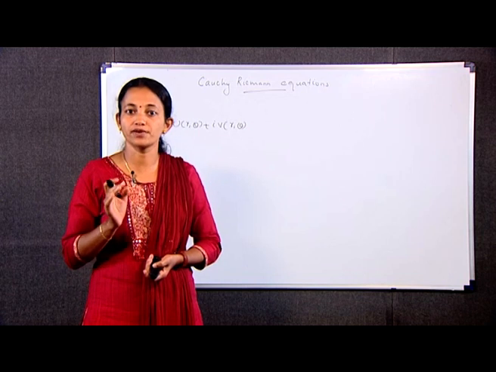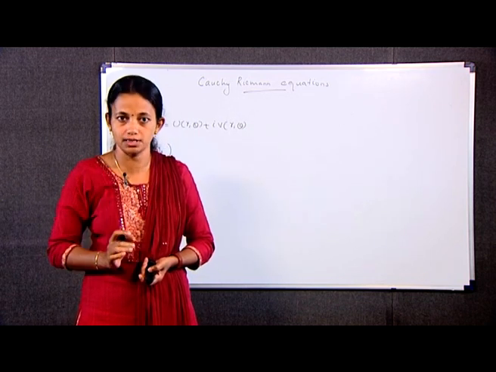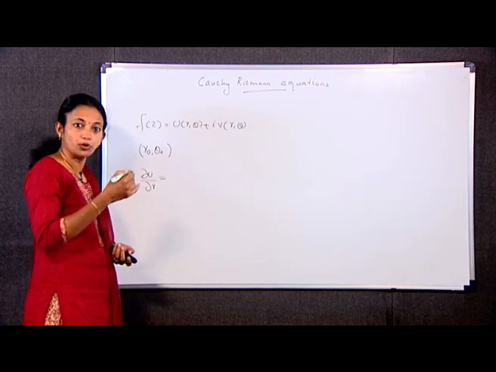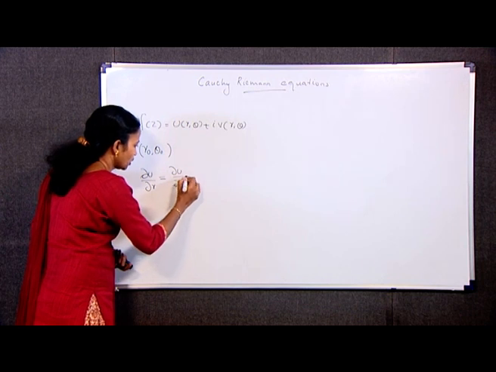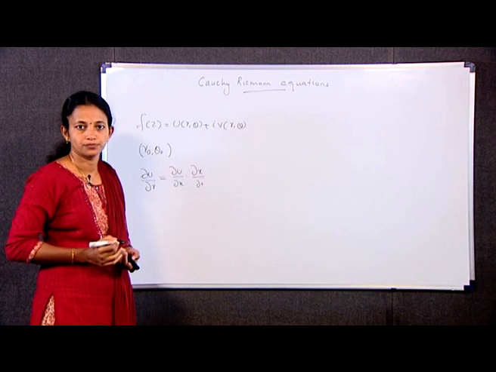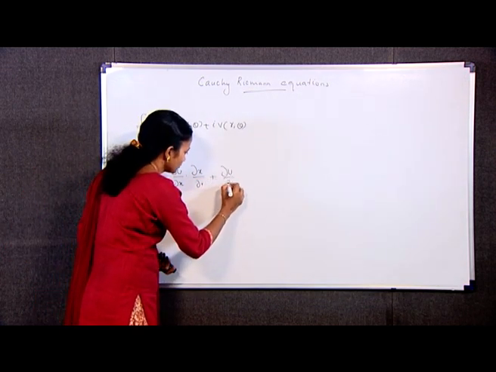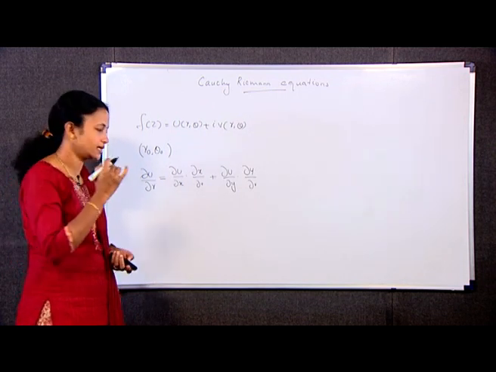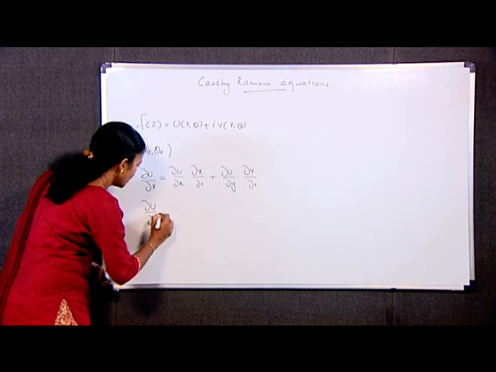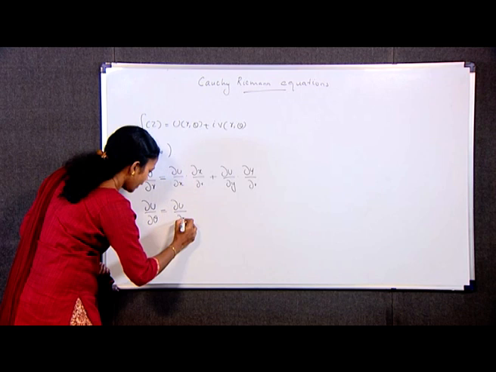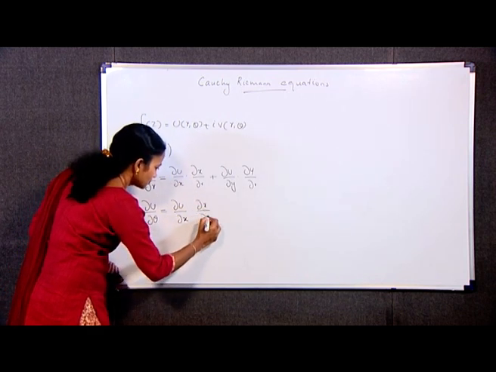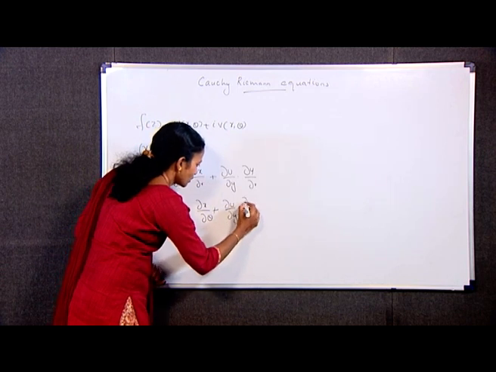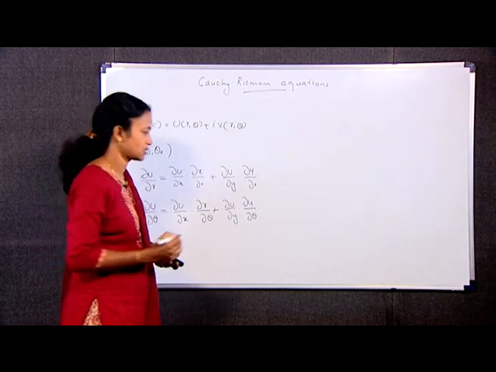Now by the chain rule for differentiating real valued functions of two real variables, we have ∂u/∂r is equal to ∂u/∂x into ∂x/∂r plus ∂u/∂y into ∂y/∂r, and also ∂u/∂θ can be written as ∂u/∂x into ∂x/∂θ plus ∂u/∂y into ∂y/∂θ. This is our first equation.